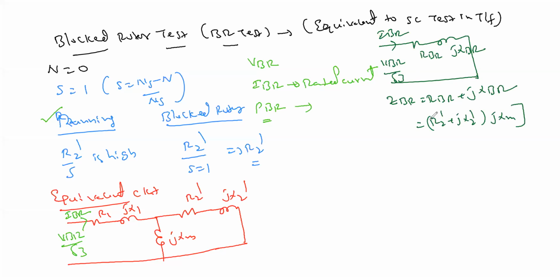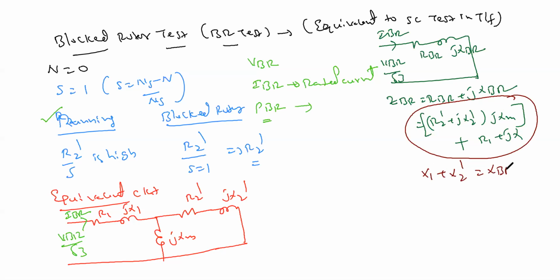Parallel jXM, plus in series with this. So आपको ये वाला real term, imaginary term अगर आपने compare कर दिया, इसको real और imaginary term को, तो आपको RBR, XBR मिल जाएगा. So what are those RBR and XBR values here now and how to calculate that? Comparing these two, I get the two expressions: X1 plus X2 dash is XBR, और RBR का value R1 plus R2 dash, which is equal to RBR.